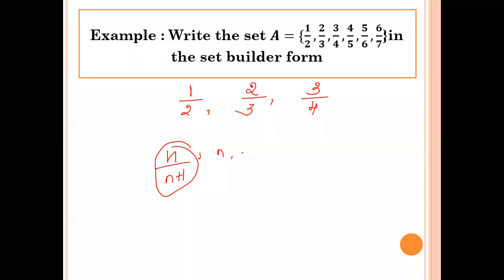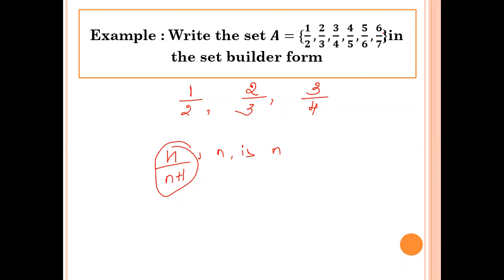Whatever you are saying, n is a natural number, but the natural numbers end at 6 and do not continue further. So till where do you have to include the natural numbers? Till where you have to include the natural numbers?